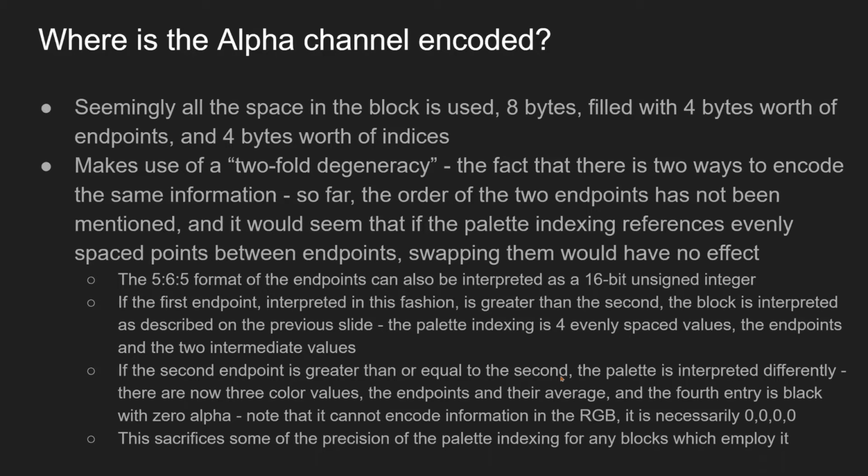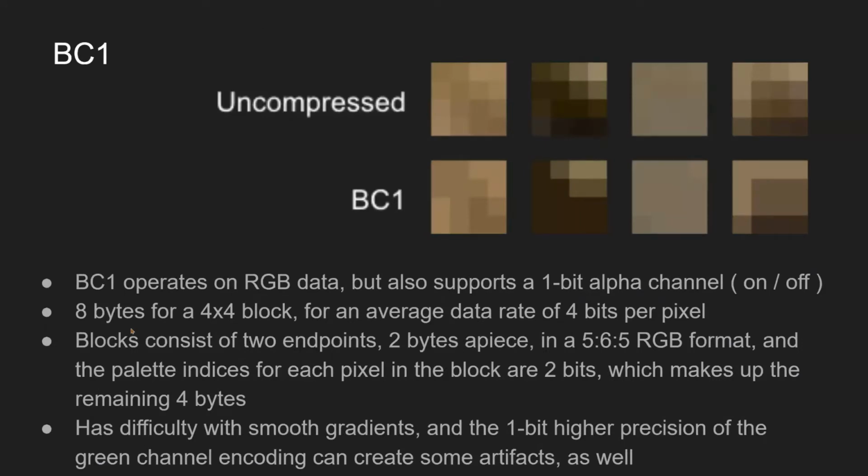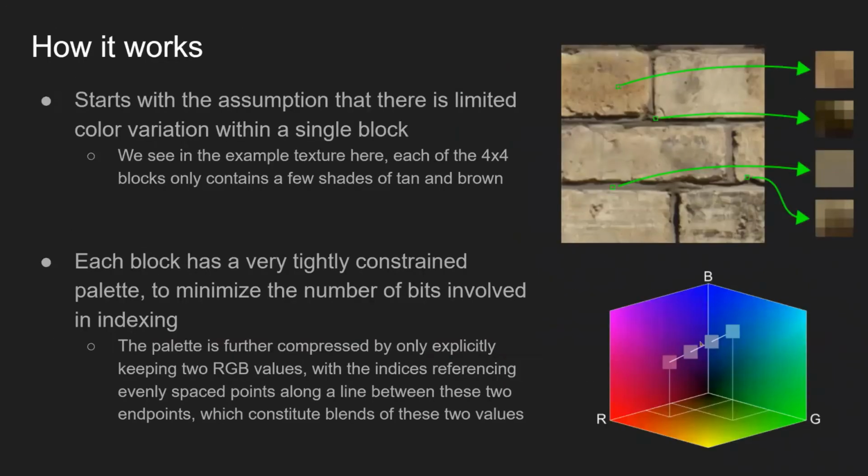But the way that they use it is they interpret this 565 format as a 16-bit unsigned integer and compare them for the 2 endpoints. So this comparison determines how the rest of the data is interpreted. So if the first endpoint is greater than the second, the block is interpreted as before, with 2 bits to index into the 4 points on the line.